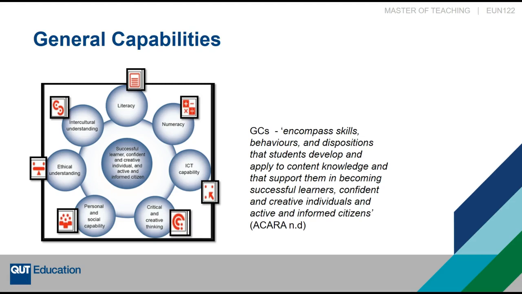Again, a little reminder of the general capabilities that make up the Australian curriculum, and their little icons, which a lot of you used in your assignment in 120: literacy, numeracy, ICT, critical and creative thinking, personal and social capability, ethical understanding, and intercultural understanding. And then the circle in the middle reiterates what was said in the Melbourne Declaration about successful learners, confident and creative individuals, and active and informed citizens. That is what is supposed to happen when you learn the Australian curriculum.